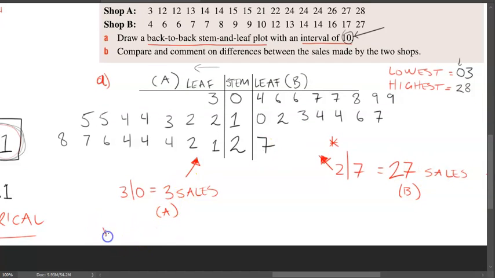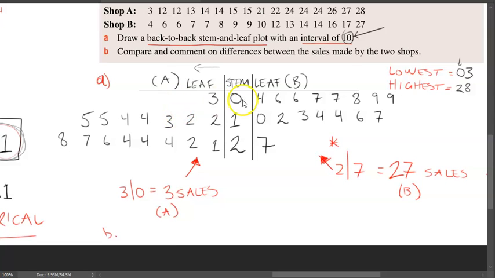Now that we've got our two different stem and leaf plots, or back to back, we're going to compare and comment on differences between the sales made by the two shops. So what type of assumption can we make? What type of information can we extract from this back-to-back stem and leaf plot? Now I'm not actually going to write this information down because it might take me a while using this tablet.